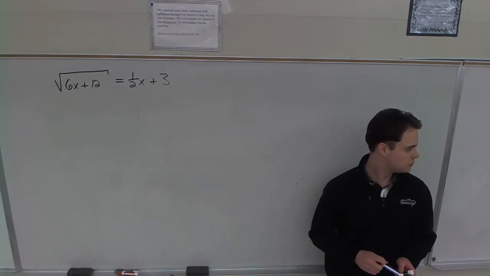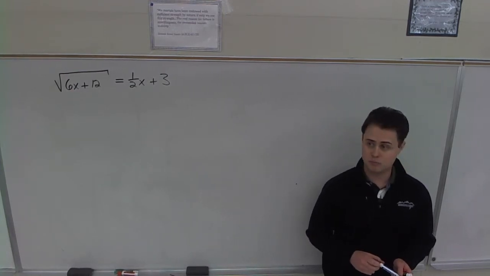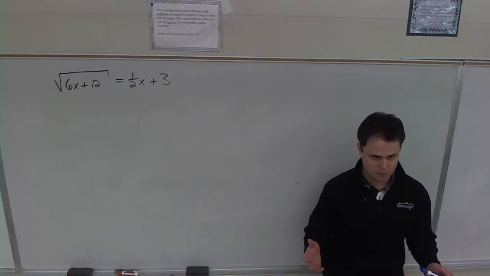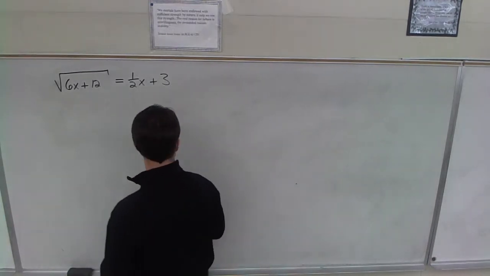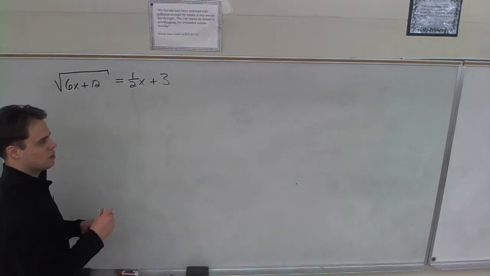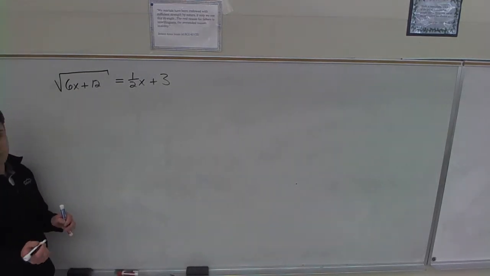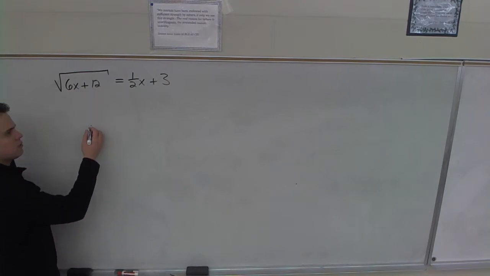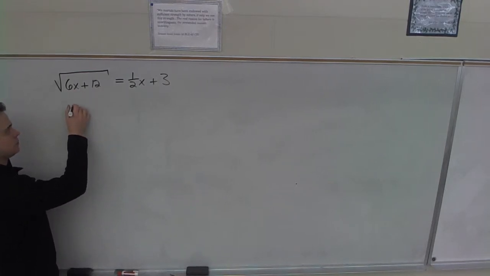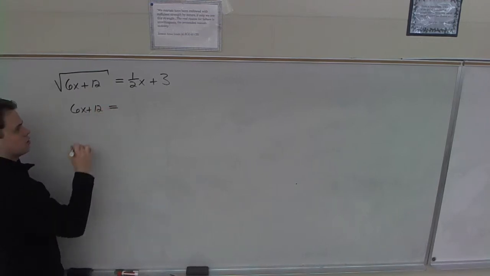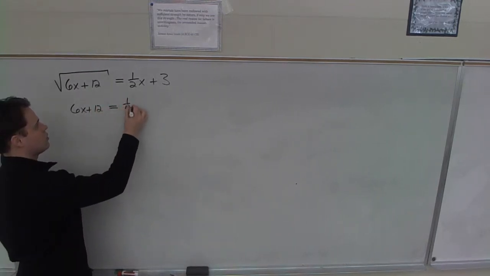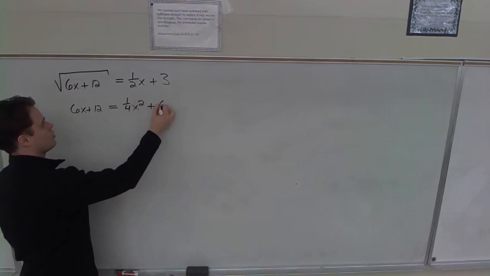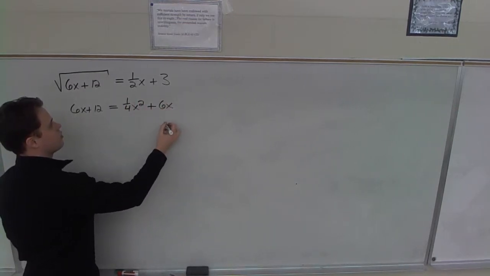Get rid of it. Power of 2. Square both sides, right? So square both sides. And I'm going to square both sides and just write down the consequences because I want to keep the original problem up, okay? So if you square the left-hand side, what happens? Becomes 6x plus 12. Cancels out. On the right-hand side, if you square it, 1/4 x squared plus 6x take away 6.